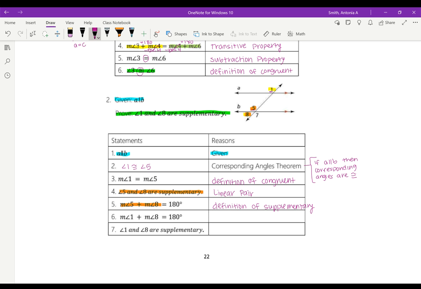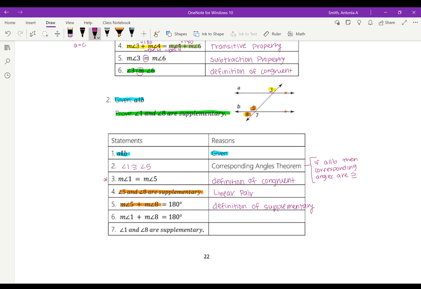Which takes me down to statement number 6. Statement 6 says the measure of angle 1 plus the measure of angle 8 equals 180. So the difference between 5 and 6 now is we switched angle 5 with angle 1. Now, what do I know about angles 5 and 1? Well, think back to statement number 3 right here. They are the same, right? They are equal to each other. So because they are the same thing, can't I switch them for each other?